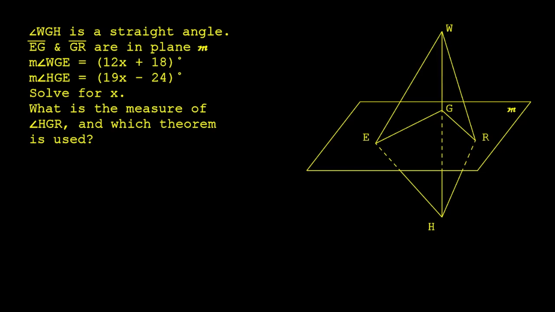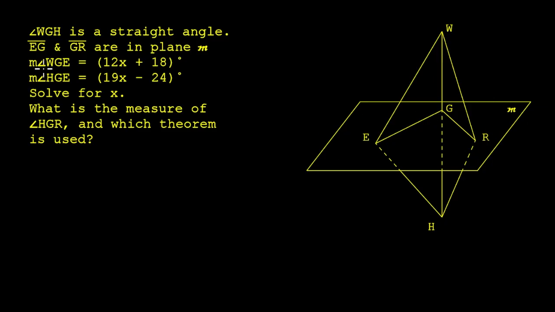In this video, we will be doing algebra from geometry in 3D, which is slightly harder than 2D, but it's not terrible. So first, angle WGH is a straight angle. In 2D, you can assume a straight angle. In 3D, it's a bit harder because of the orientation of the line. Next, EG and GR are in plane M over here.